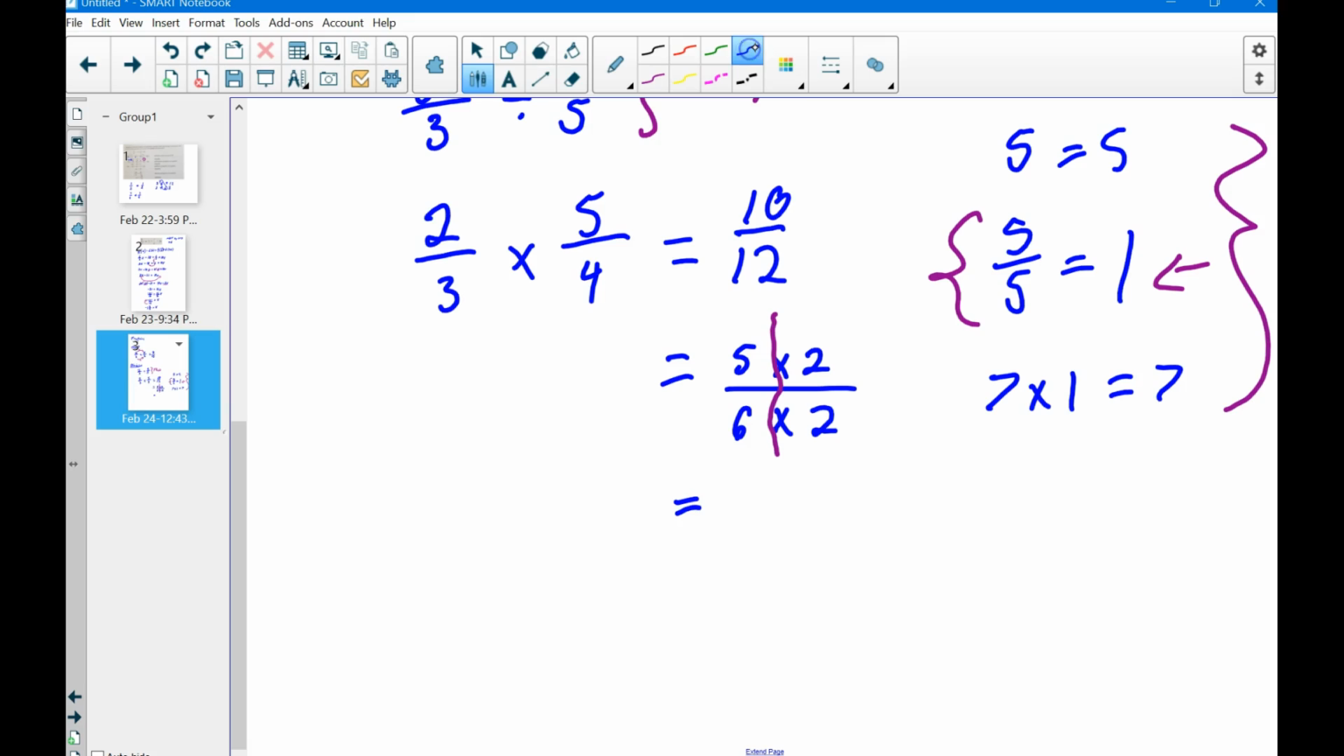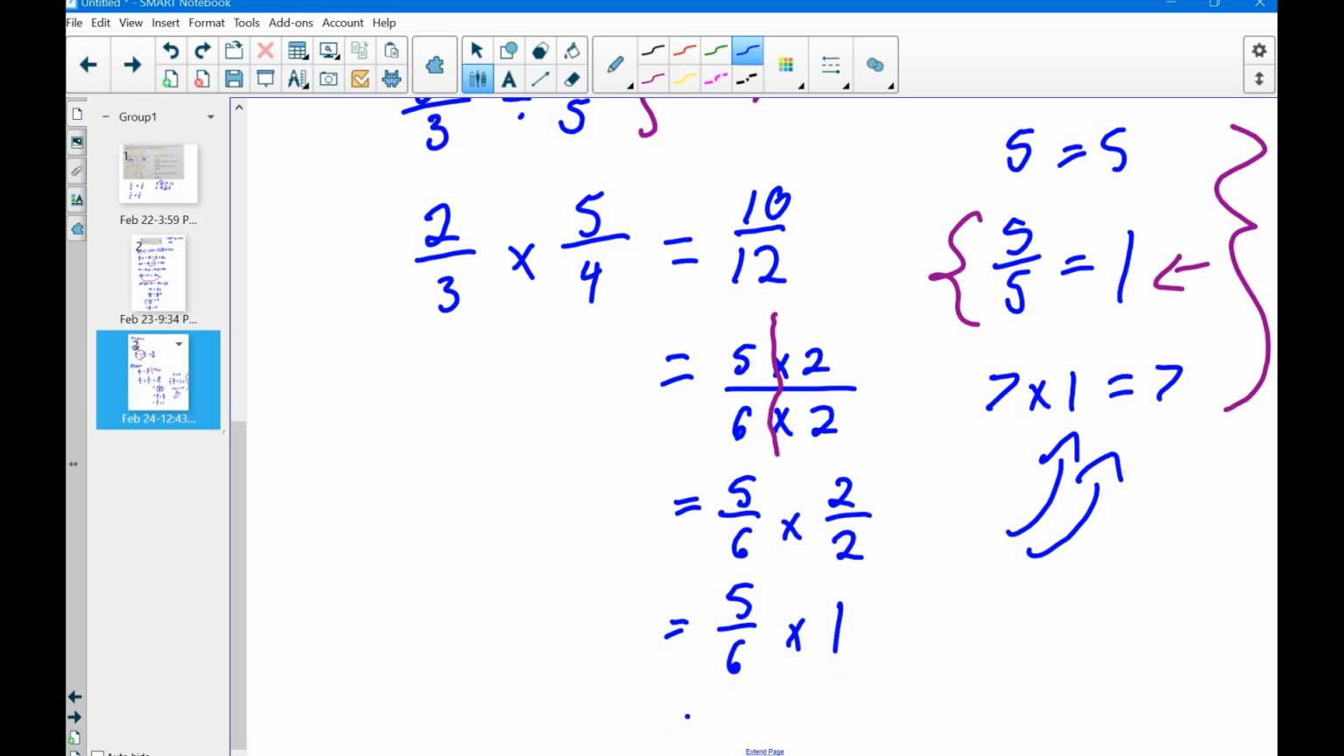So now I'm breaking those two pieces apart, and I'm going to say, okay, it's going to be 5 times 6 times 2 over 2. And based on what I know over here, 2 over 2 is just going to be 1. 5 over 6 multiplied by 1. And we know now that's just going to be 5 over 6. It just makes sense. And that's reducing. You ever think it could be so easy?